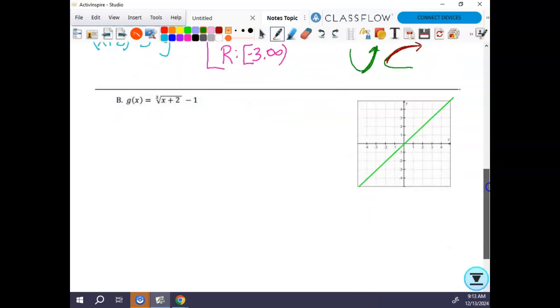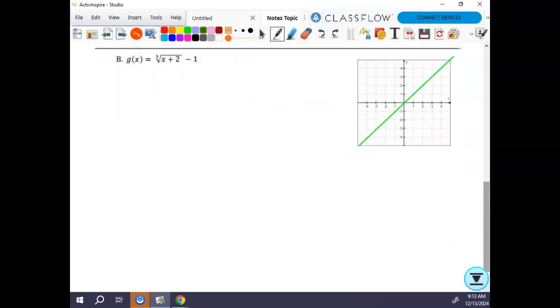All right, let's look at B then. This is a cubic. I'm sorry, it is a cube root. So a cubic looks like this. The inverse is a cube root. It looks like this. Okay, kind of what we're expecting, those two things.